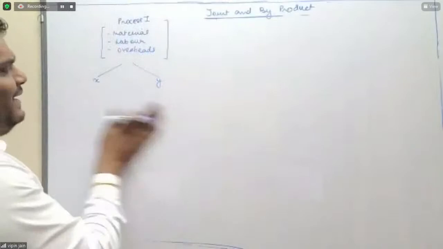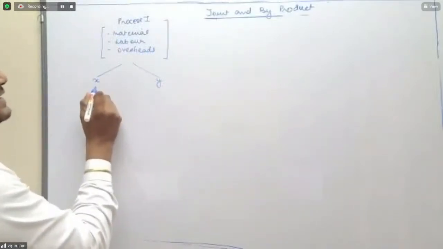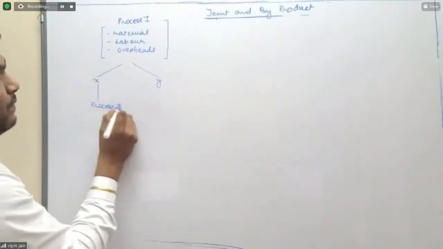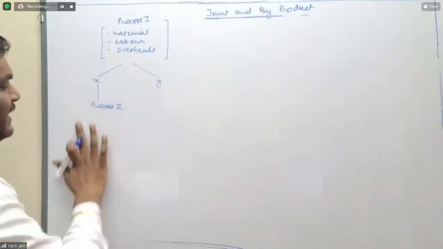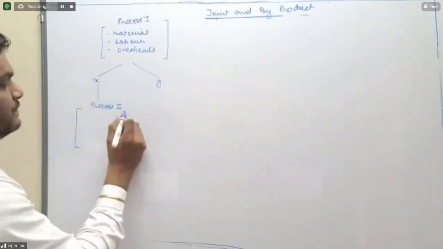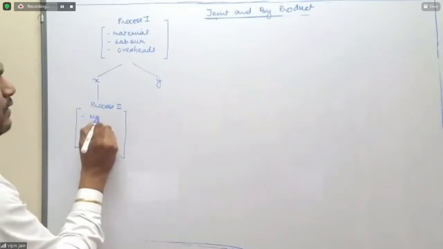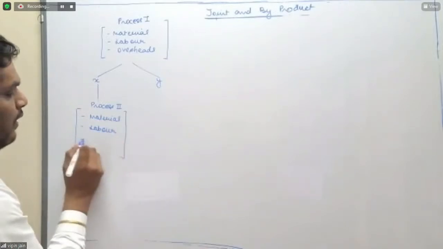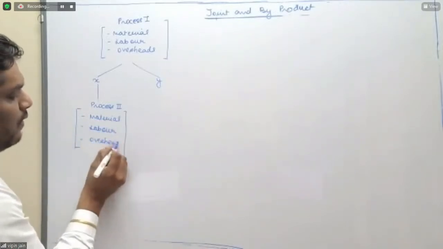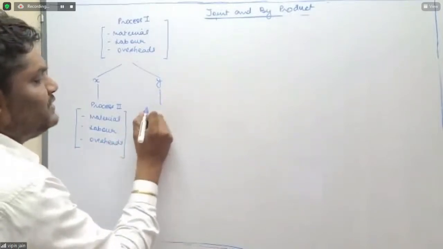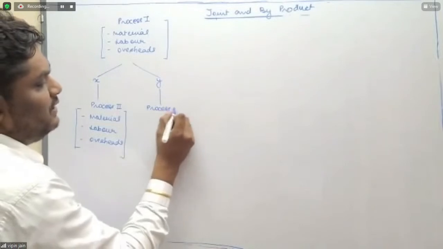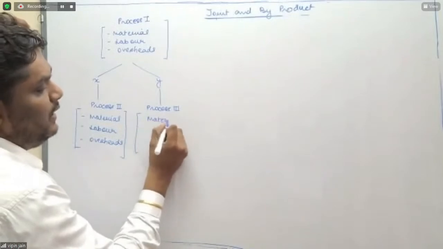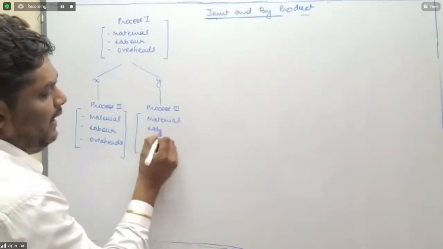Now further in this example, let's take one more situation wherein X is processed further into process second, and again in process second, certain costs were incurred. Let's say material, labor, and overheads. Further, product Y is also processed further in process third, and the costs incurred were material in process third, labor, and overheads.